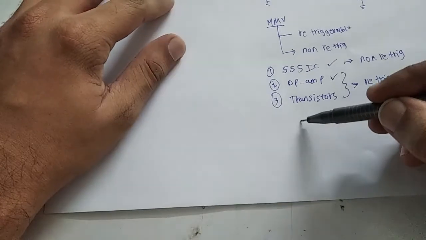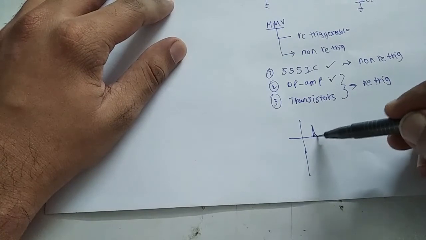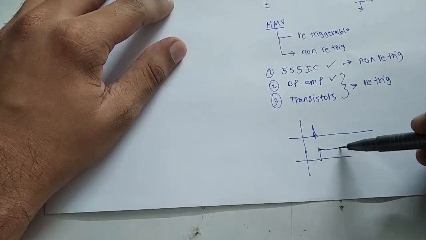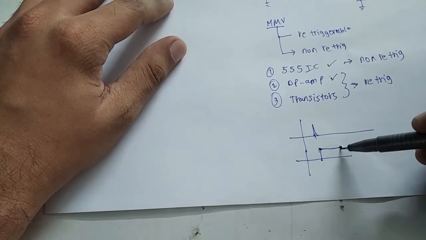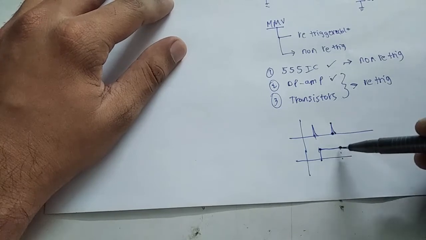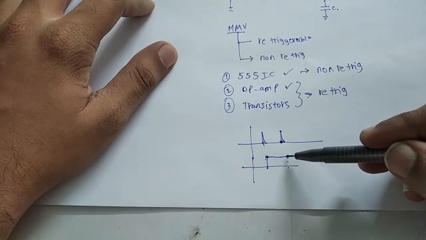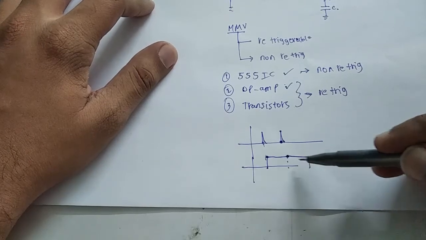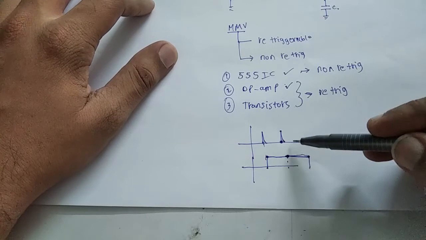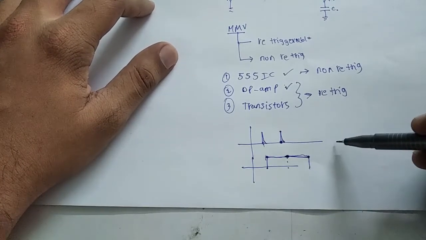Suppose this is the input and I give a pulse. At this instant the output will stay high and then will get low at this point. But suddenly, before that, I give it a trigger pulse and the output has to add on. Instead of getting low here, it will add the time again and then get low. So this operation is retriggerable.